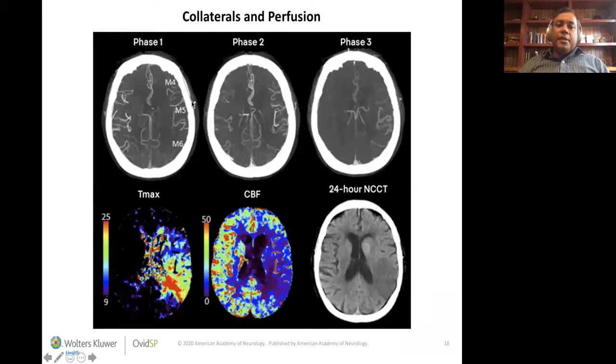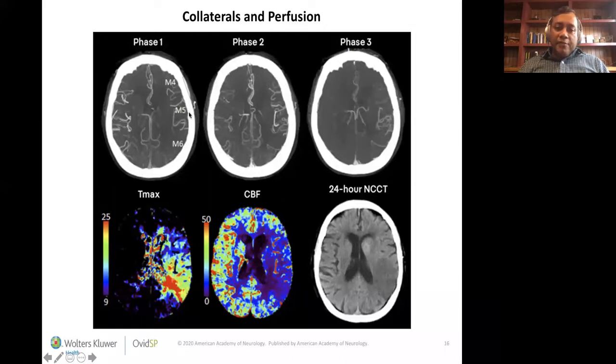You can also be a little bit more granular for people who are very interested in imaging. You can actually look at collateral status regionally. So in this case, I have actually labeled the M4 region, if you look at my cursor, M5 region and M6 region from the ASPECTS template. Now, these are phase 1, phase 2, and phase 3 scans. If you look at M6 region on phase 1, you don't see much filling when compared to the other side. On phase 2, not much filling. Phase 3, not much filling. This is poor collateral in the M6 region. If you look at perfusion, it's red, poor perfusion. And then on the follow-up scan, that region stroked, although we tried to open up the artery.